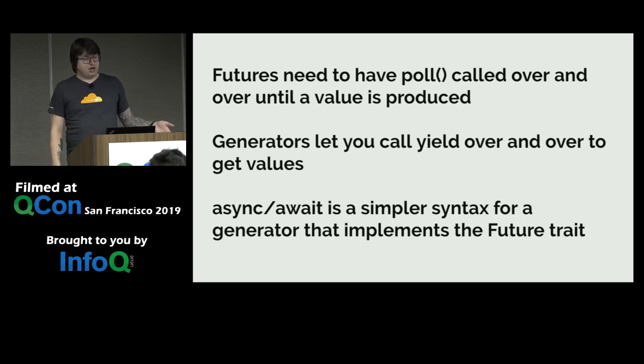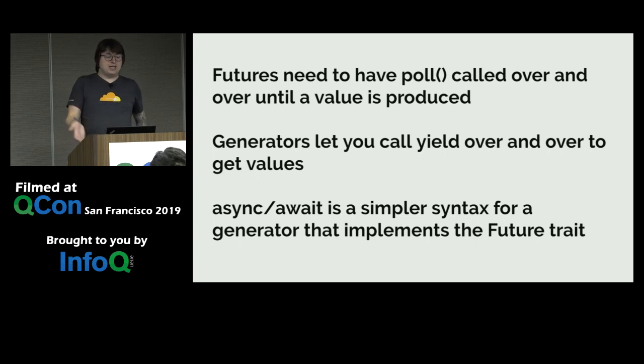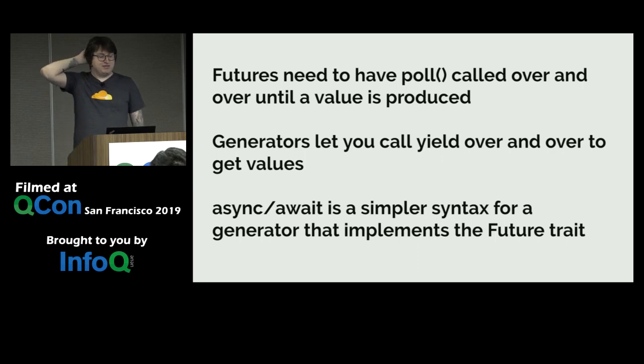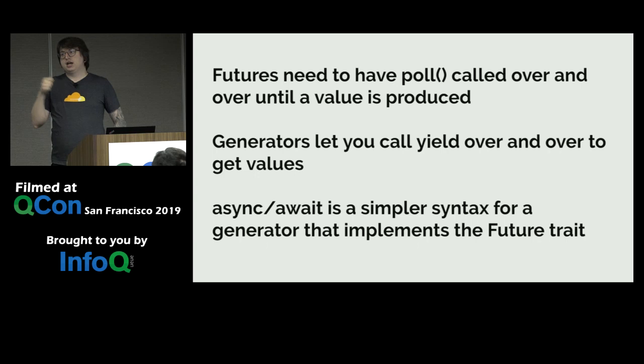Generators let you call, like invoke them, and then they yield a value over and over to get this sequence of values. So there's this interesting symmetry here, and that's why Async-Await is implemented internally as a generator that implements the future trait. So basically Async-Await is a simpler syntax for not just futures, but more specifically a generator that implements future. You can think of these state transitions as coming from the values returned by the calls to poll, and everything fits nicely together.